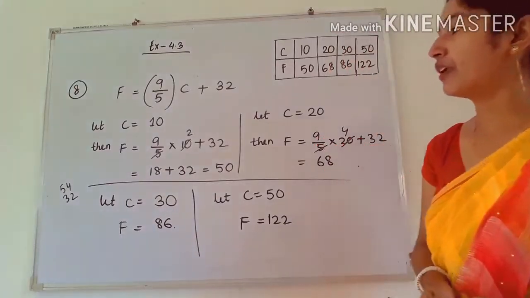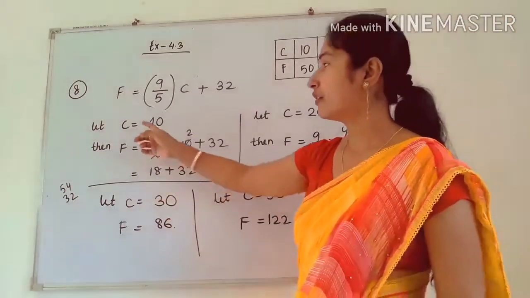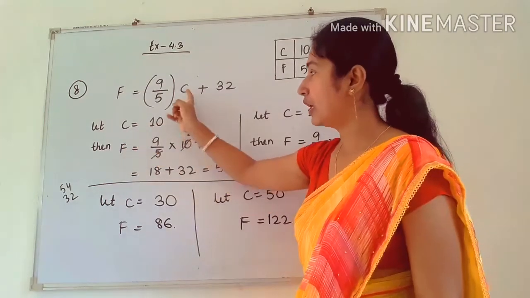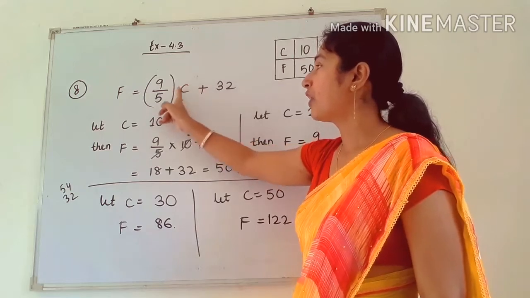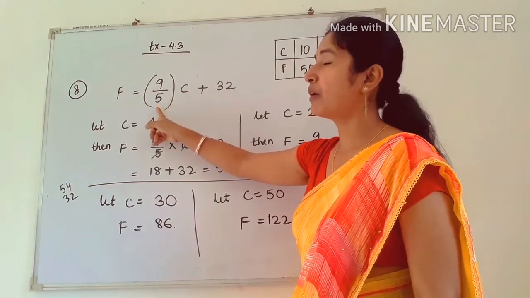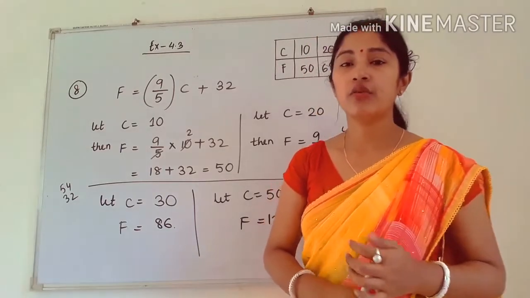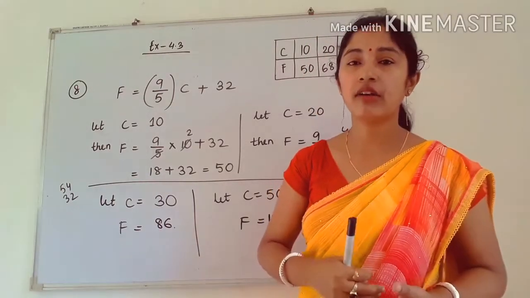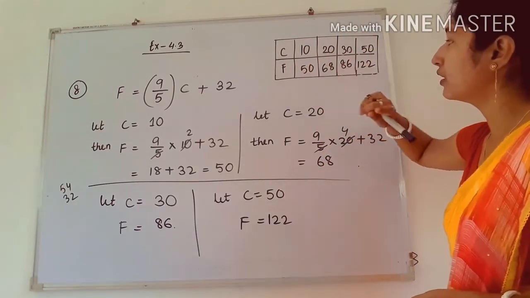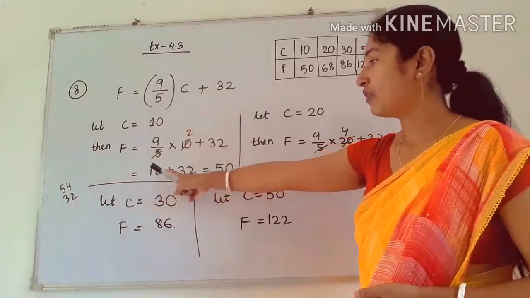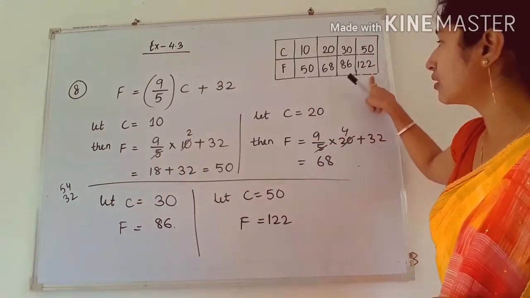So here is the equation, and I am taking C as a multiple of 5, because here C is multiplied by 9 by 5. So take the value which will be cancelled by 5. That will be easier for you, that's why I am telling. So you can take 5, then 10, 15, these are the values you can take. I have taken the value of C as 10, 20, 30, 50. After simplification we got F: first is 50, then 68, then 86, then 122.